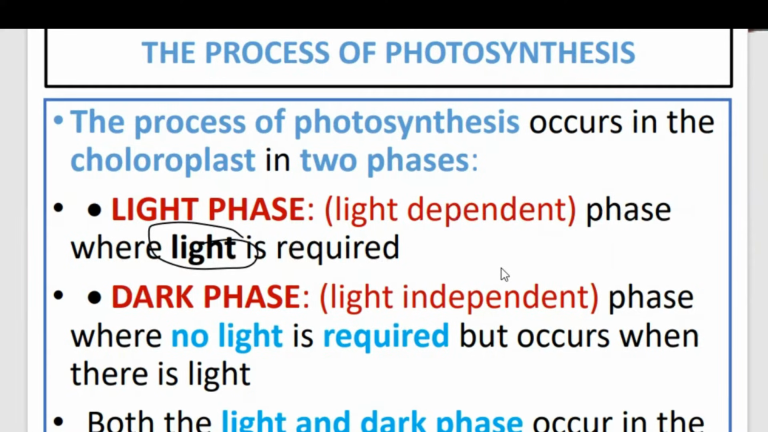The second phase must have no light, which we call the dark phase. It means that the light phase can be taking place during the day, and then during the night, the dark phase can be taking place, because at night there is no sunlight. So the dark phase, the light independent phase, is where no light is required, meaning that it occurs when there is no light.